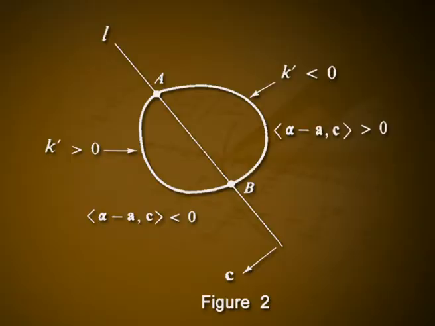Since we have assumed that there are exactly two vertices, K' is positive on one segment of alpha and negative on the other. See figure 2. Lemma 1 says that there are constants A and C not equal to 0 such that Z belongs to L if and only if the inner product ⟨Z − A, C⟩ is equal to 0. Because K > 0, alpha must be convex by theorem 2, and so L intersects alpha at exactly the 2 points A and B.